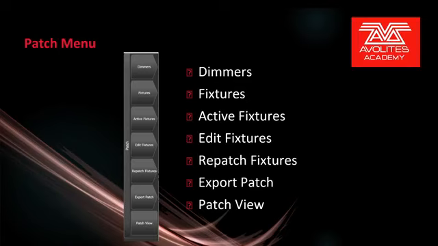If we press patch on our consoles, we would then see this menu on our soft keys: dimmers, fixtures, active fixtures, edit fixtures, repatch fixtures, export patch, and patch view. Dimmers is obviously where we can go to patch dimmers. Fixtures is where we can go to patch fixtures. Active fixtures are going to be things like a media server that has an active patch, or as of version 11 plus, it could be Capture. Say you've done all your work in the full version of Capture beforehand, you can use active fixtures to pull that patch in from the full version of Capture instead of having to write it a second time. Kind of handy to not have to do all that work twice.